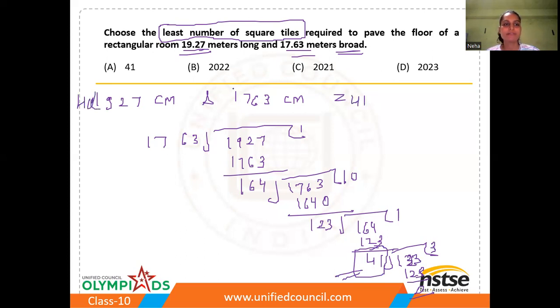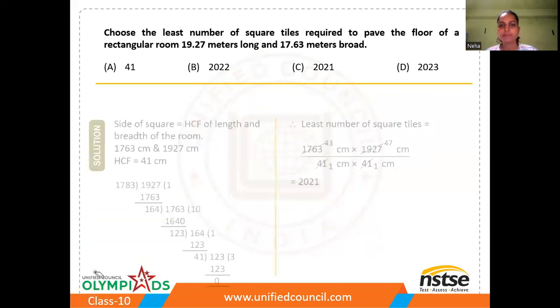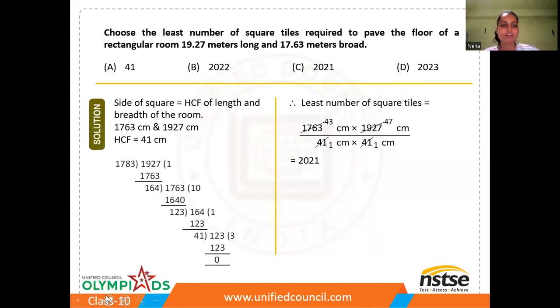The highest common factor of these two numbers is 41. Clear? Now I can easily find out the least number of times in this question. Let me represent it as a simple calculation. So the highest common factor, as you can see, is 41. So the least number of times will be what?